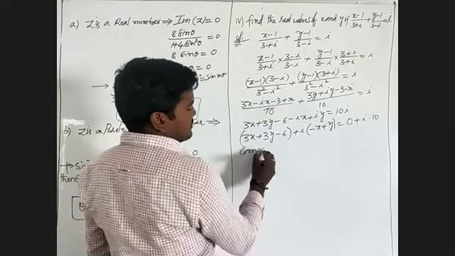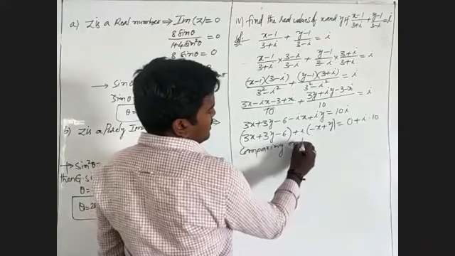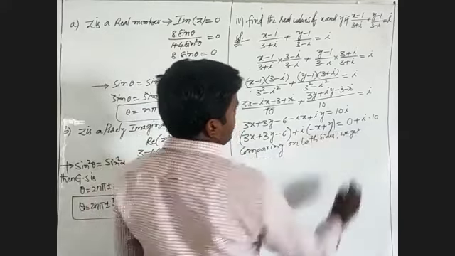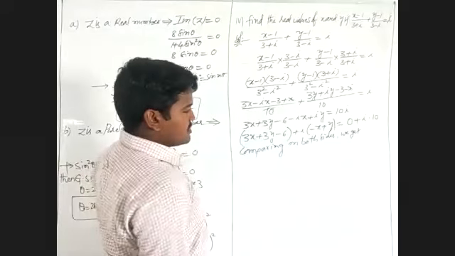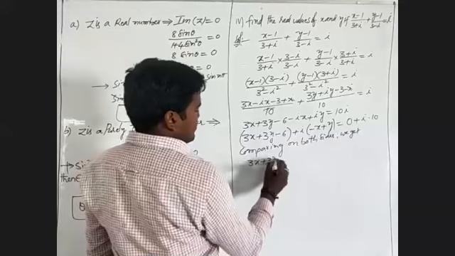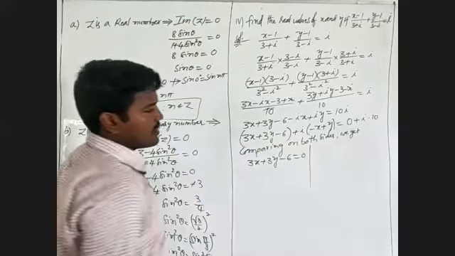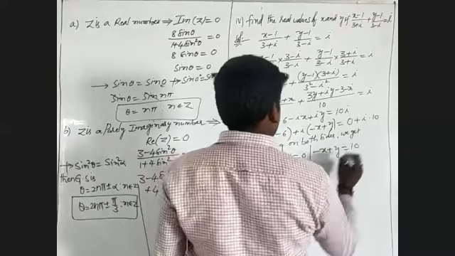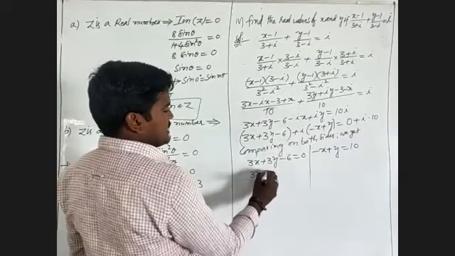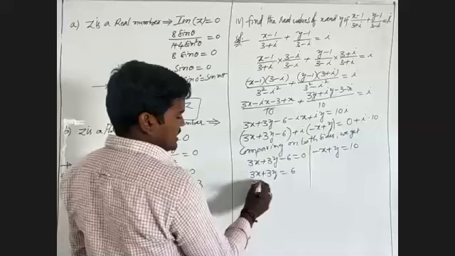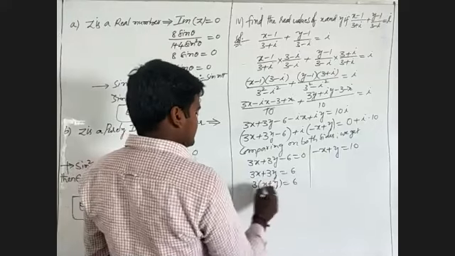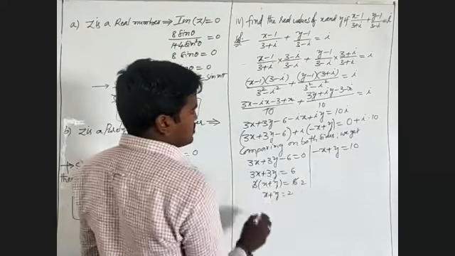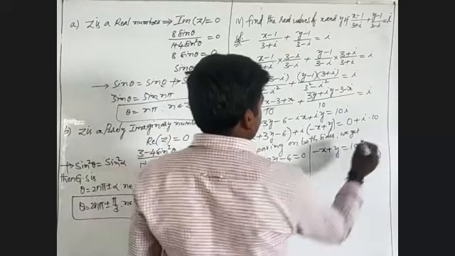Comparing on both sides, we get where the real part must be equal to 0, so I will write 3x plus 3y minus 6 is equal to 0. After that the imaginary part, I will write minus x plus y will become 10. This will be written as 3x plus 3y is equal to 6. 3 is common, x plus y is equal to 6 by 3, that is x plus y is equal to 2. This is equation 1. This is equation 2.